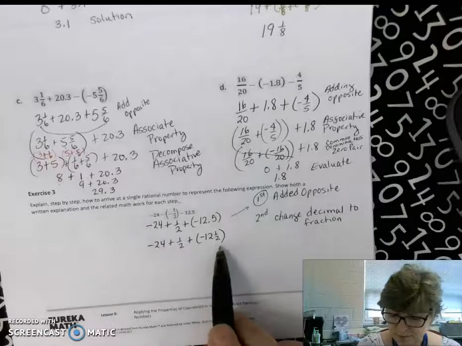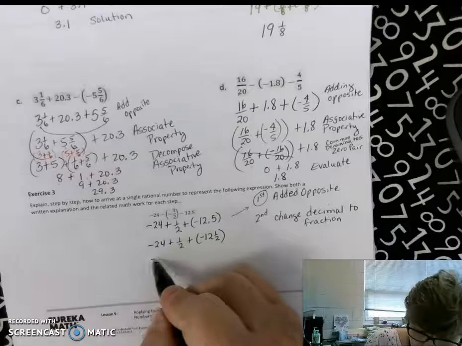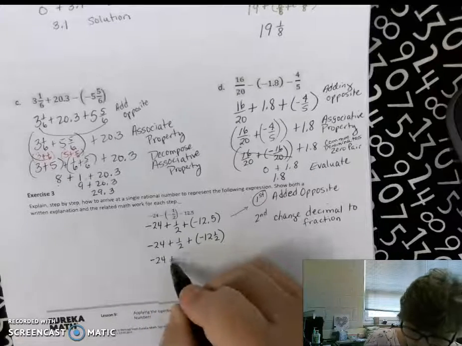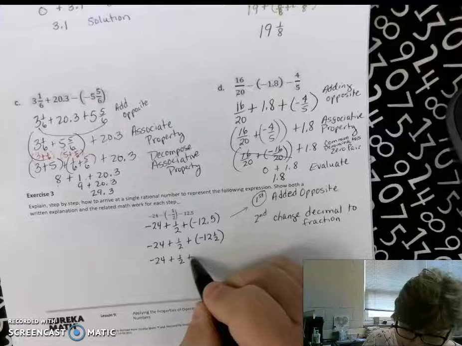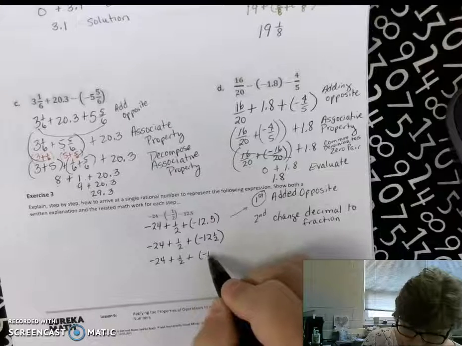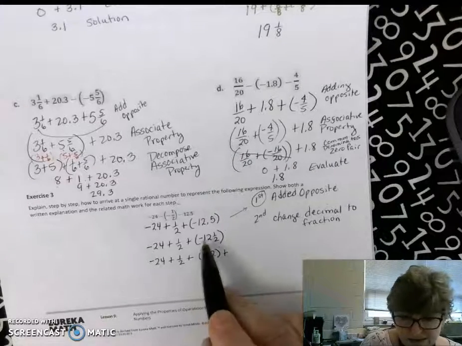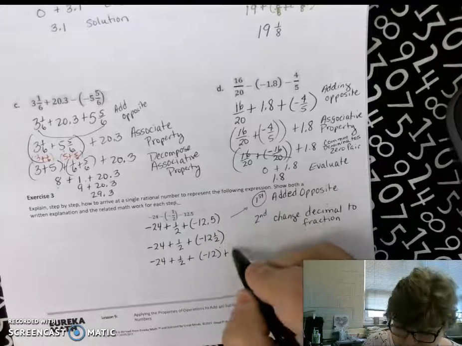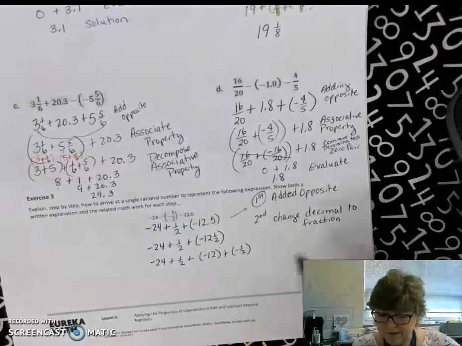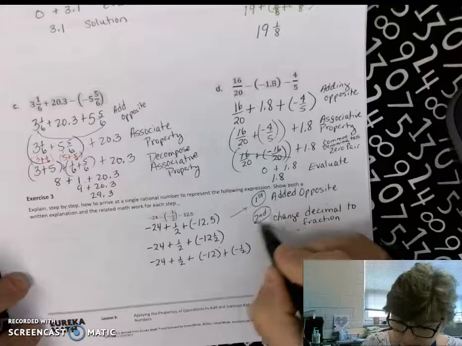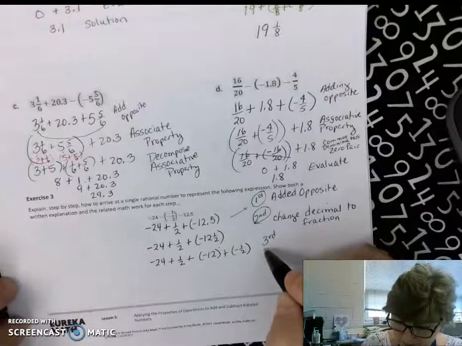Now that I'm here, I'm going to go ahead and decompose. Negative 24 plus a 1/2 plus negative 12 plus, now remember that negative sign has to go with the half. So I have decomposed my mixed number.